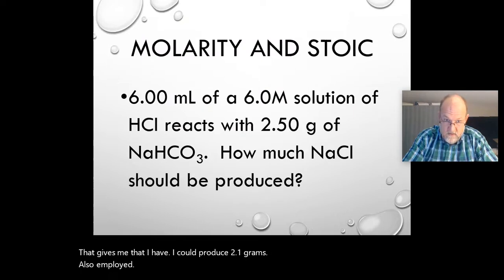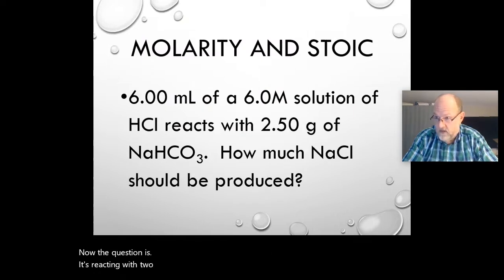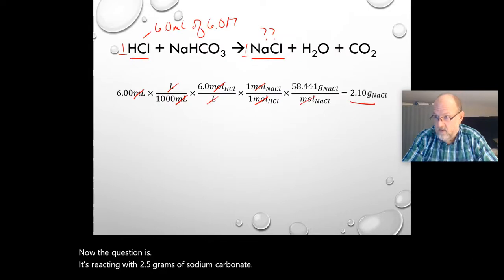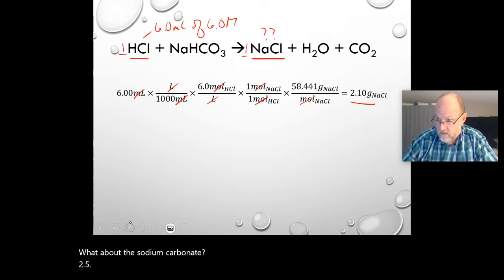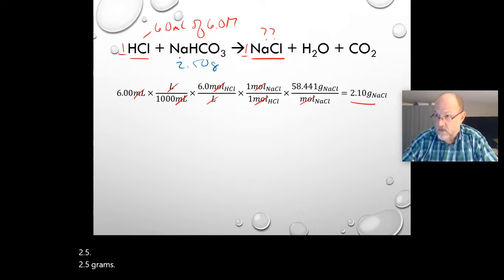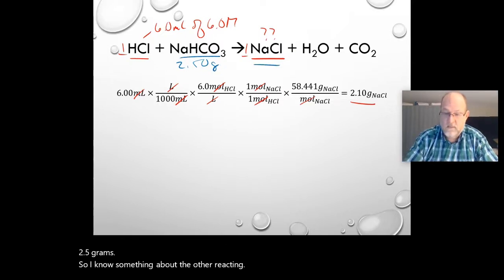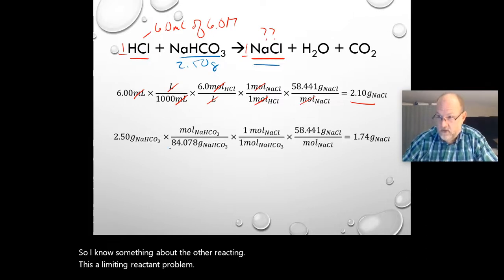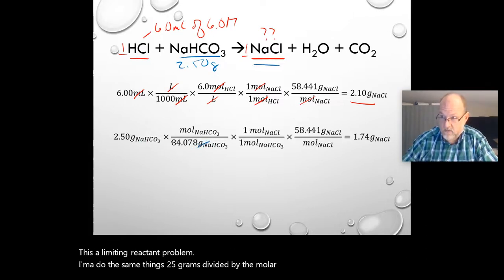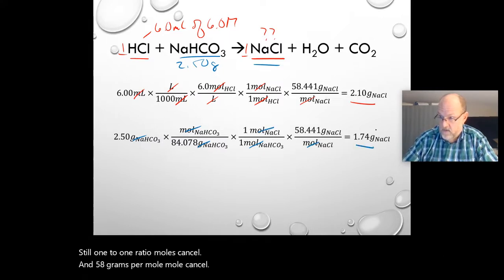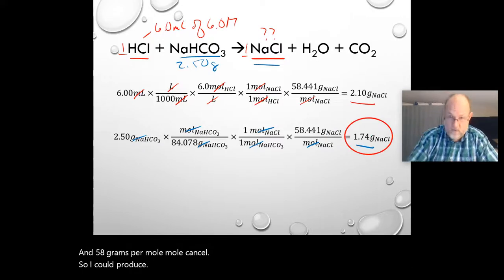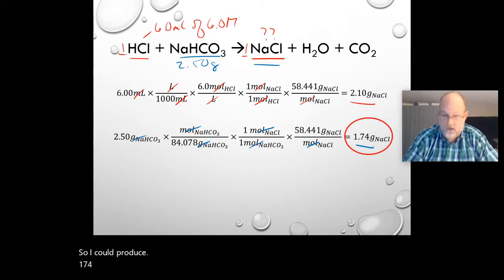Now, the question is, it's reacting with 2.5 grams of sodium carbonate. So, what about the sodium carbonate? Is it going to work? I know something about the other reactant, so this is a limiting reactant problem. I'm going to do the same thing: 2.5 grams divided by the molar mass of sodium carbonate. Grams cancel. Still a 1-to-1 ratio. Moles cancel. And 58 grams per mole. Moles cancel. So I could produce 1.74 grams of sodium chloride.